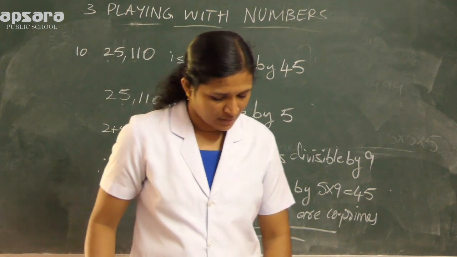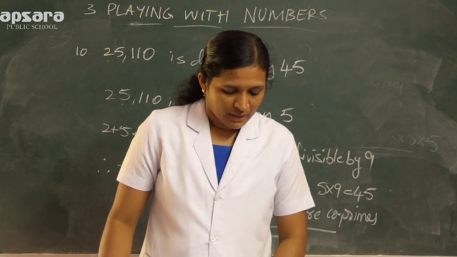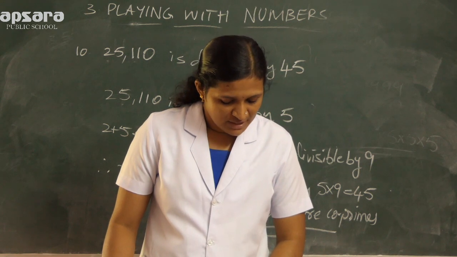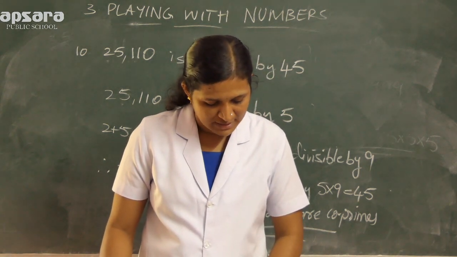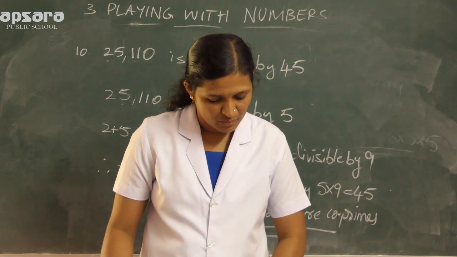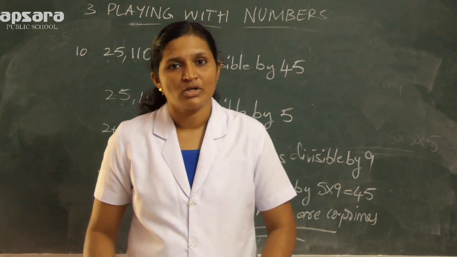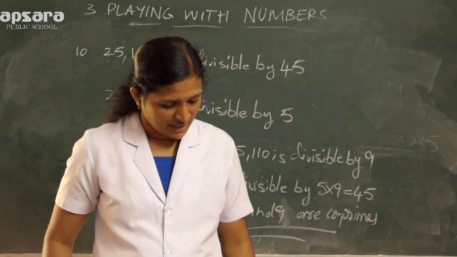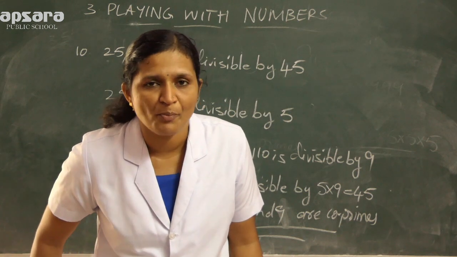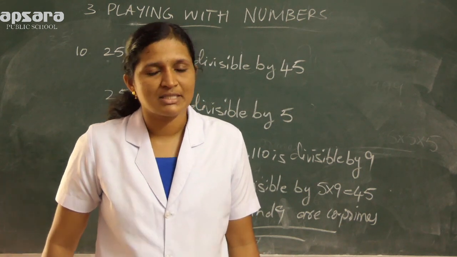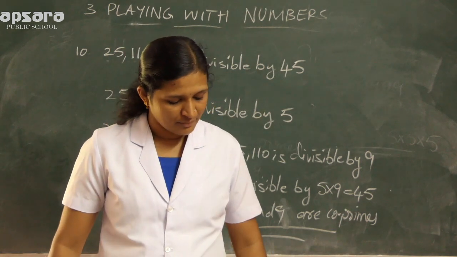Okay. Now the next: 18 is divisible by both 2 and 3. It is also divisible by 2 into 3, 6. Similarly, a number is divisible by both 4 and 6. Can we say the number must also be divisible by 4 into 6, 24? Is it possible, children? In the first case, 18 is divisible by 2 and 3. Okay, 2 and 3 are co-prime numbers, right? So we can say the number is also divisible by their product.